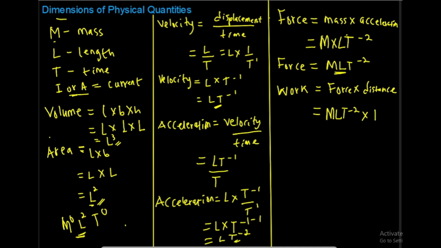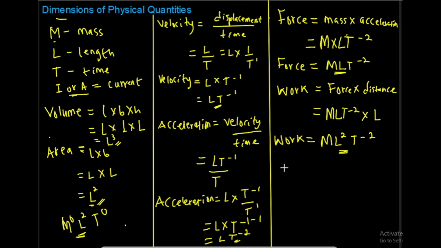So we have this. Now remember, no letter is permitted to appear more than once. So we have M, L times L, that will give you L squared, and then we have T raised to the power of minus 2. We take like terms basically: M, L times L is L squared, T raised to the power minus 2. So this is the dimension for work.